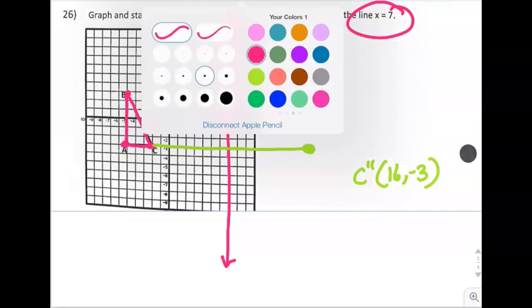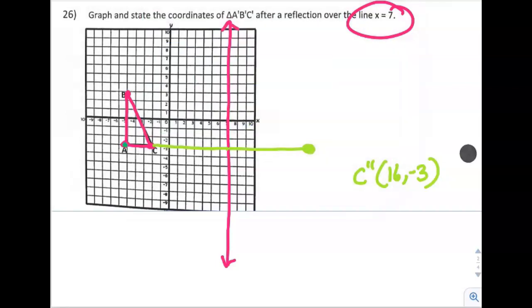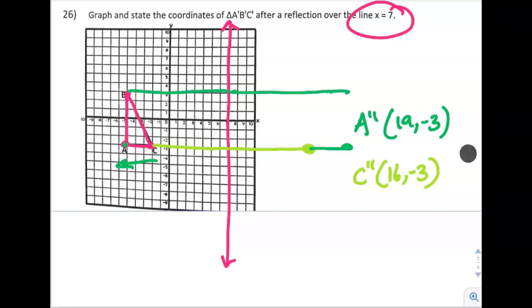Now, A prime is going to be 3 further than that, right? Because I went 3 further this way, so I'm going to go 3 further this way, which would be (19, -3). And then B is right above A, so it has to go 12 and then 12 more, which puts it at (19, 3). So even though we ran out of graph paper, you can count and figure out how far over it would be.